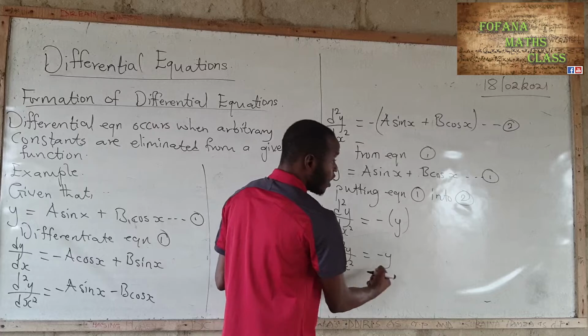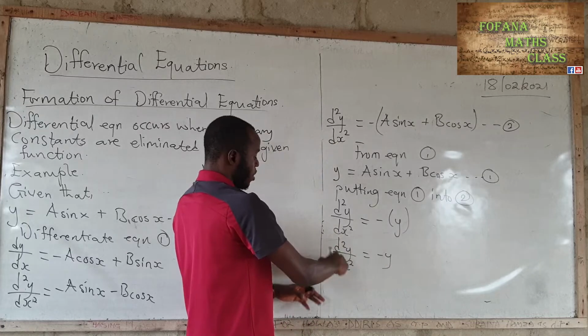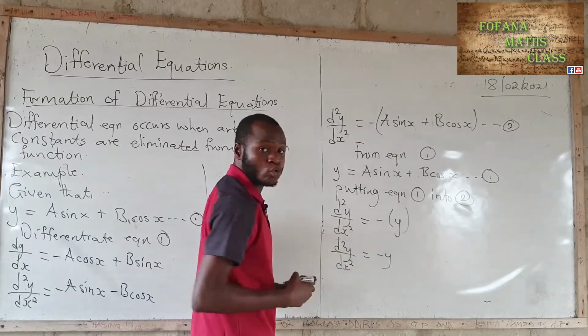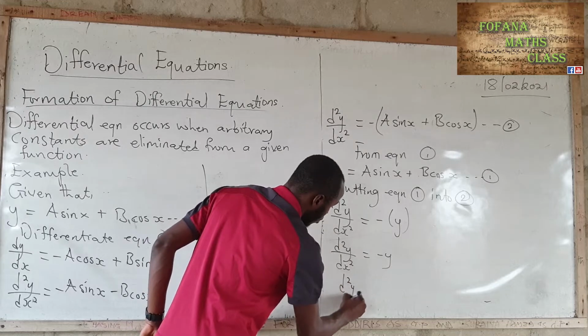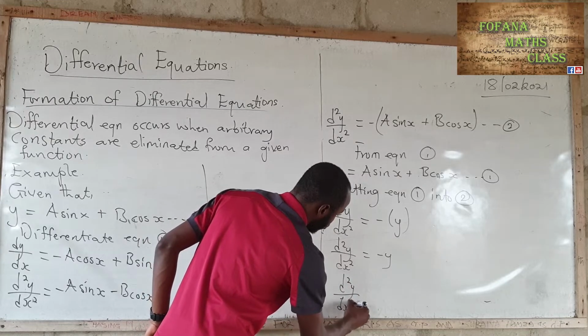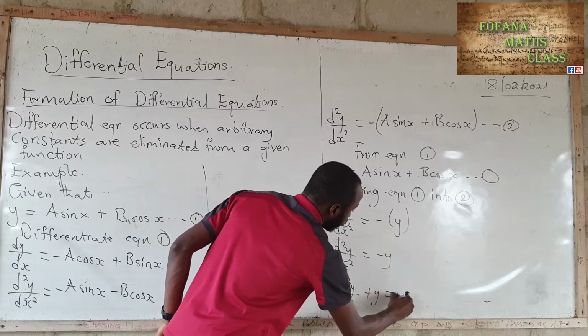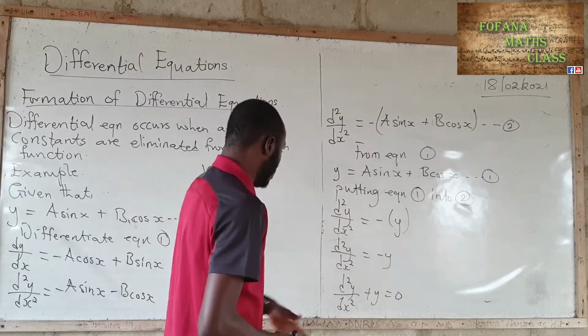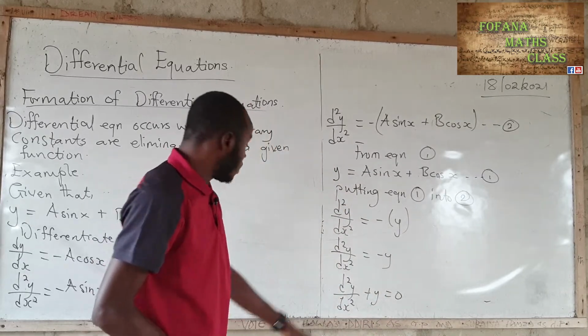I can decide to move the y to join the derivative and equate it to 0. So we'll have d square y over dx squared plus y equal to 0. And this way, we have formed our differential equation.